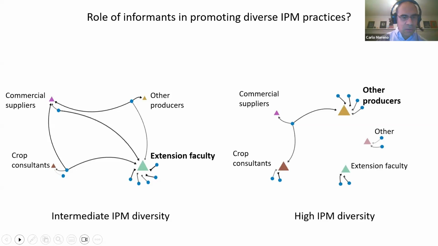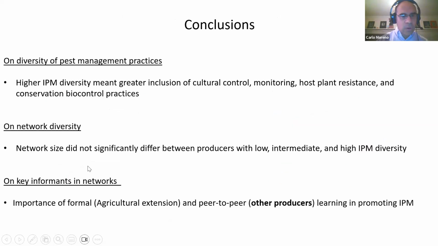I'm just going to conclude by saying, what were the main take-home points of our research? Well, we found that higher IPM diversity meant greater inclusion of cultural control, monitoring, host plant resistance, and conservation biocontrol practices. In terms of network diversity, we found that network size did not significantly differ between producers from these 3 groups of IPM practice, but we continually find a high importance and a prominent role of both extension and other producers in learning about IPM.